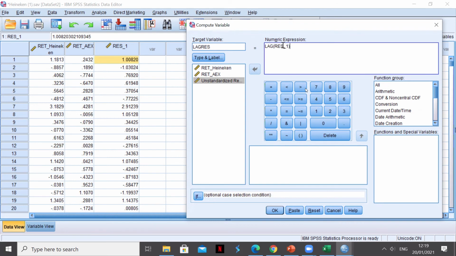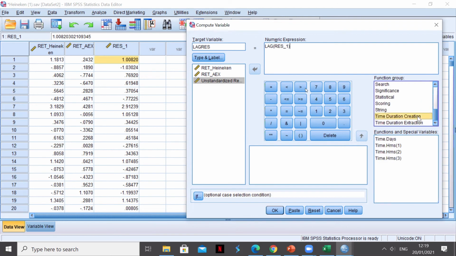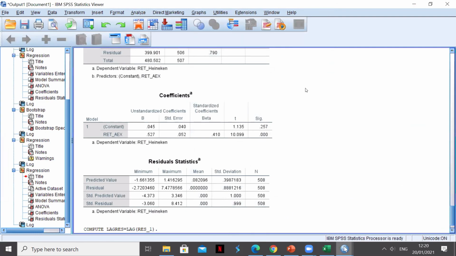How do I know this term? Well, we just learned it in a lecture. I think you can look it up somewhere, maybe in arithmetic. Yeah, here it says, for example, the ln, which we used. To be honest, I don't know where it is exactly. Maybe time duration. No, I don't know. It should be somewhere in here, but if you just remember it's lag, I think you can remember that. And you put the res in it.